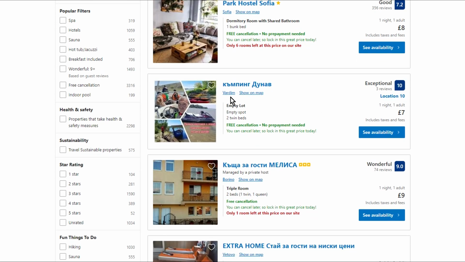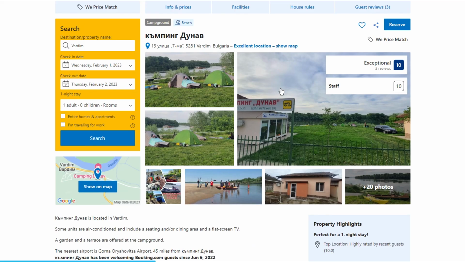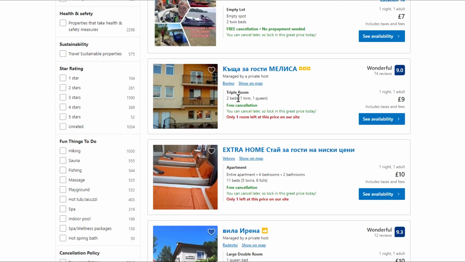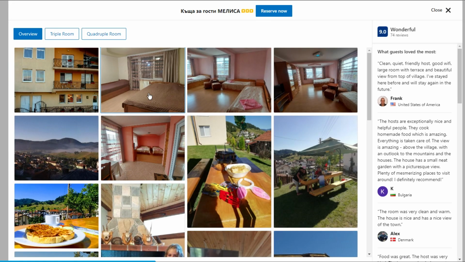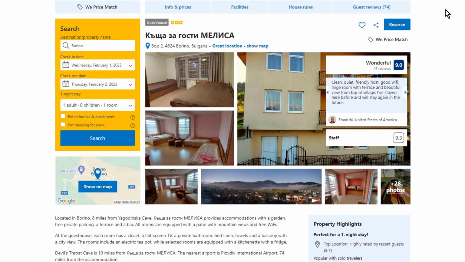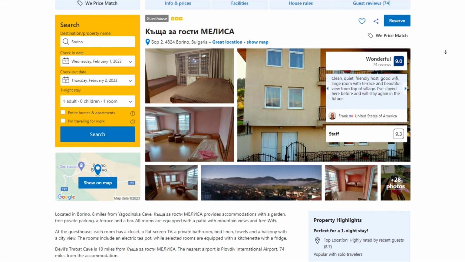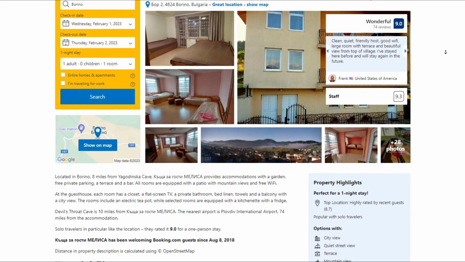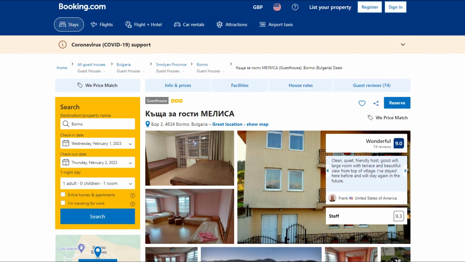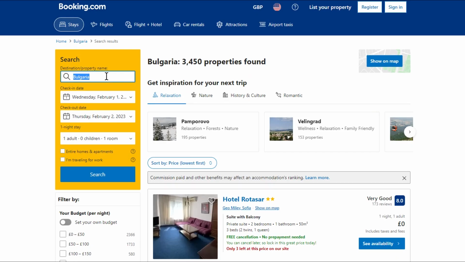Empty lot. What on earth is an empty lot? Does that mean you put a tent there? Yeah, it's something for you to put a tent on. Triple room, 2 beds, 1 twin and 1 queen, £9. It is a very basic looking room, but you don't need anything more in a basic room really. I'm going to these places to see the place. I don't care really what the room's like as long as I can sleep in it and it's clean. So there you go, £9. That means that Poland beat Bulgaria. Poland is cheaper. Let's try Romania.